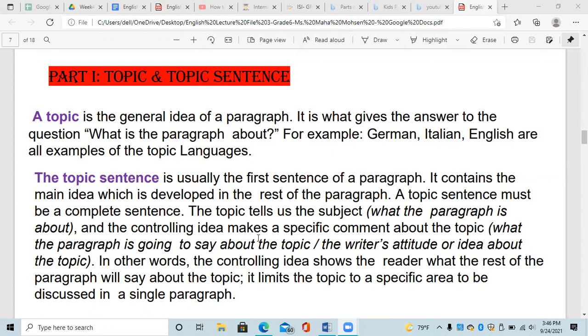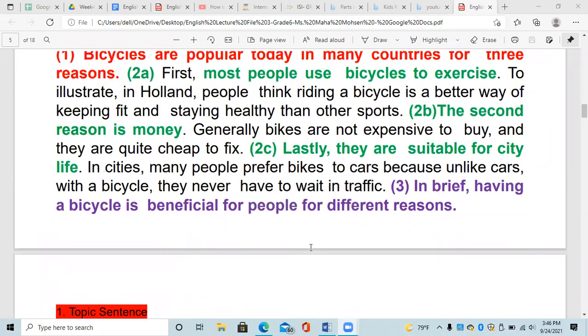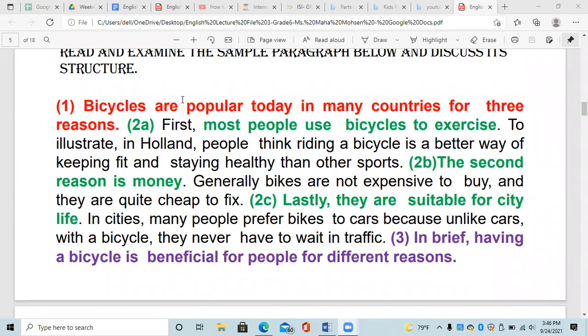And the controlling idea makes a specific comment about the topic, what the paragraph is going to say about this topic. Let me show you again. Here, the topic is bicycles and the controlling idea. So what does the paragraph have to say about this topic, bicycles? It's going to talk about how bicycles are popular today in different countries for 3 reasons. So this is the controlling idea. And this is the topic, and together they make the topic sentence.